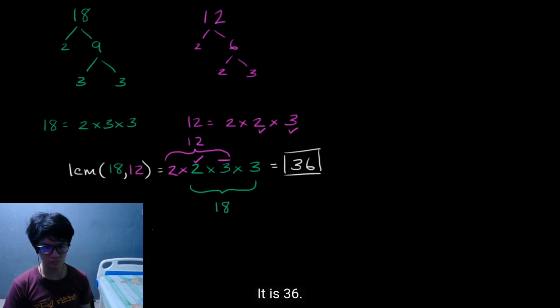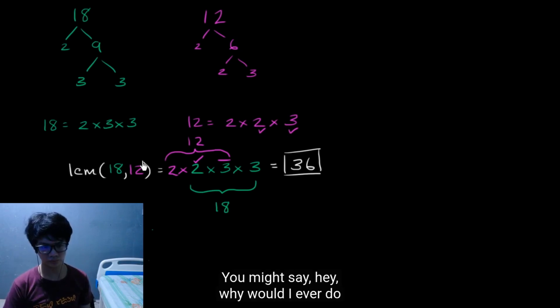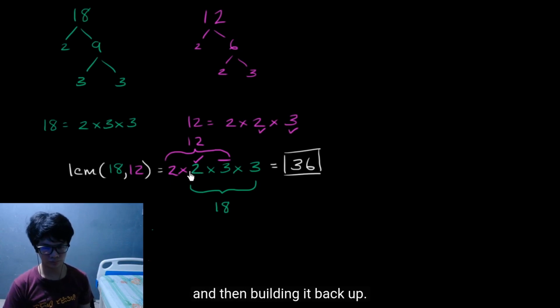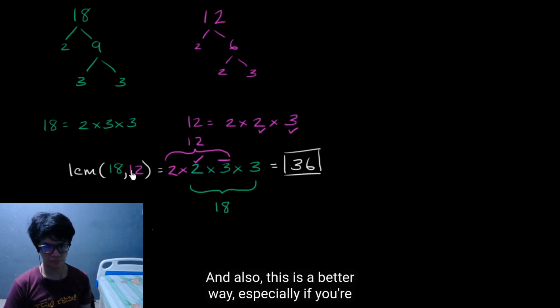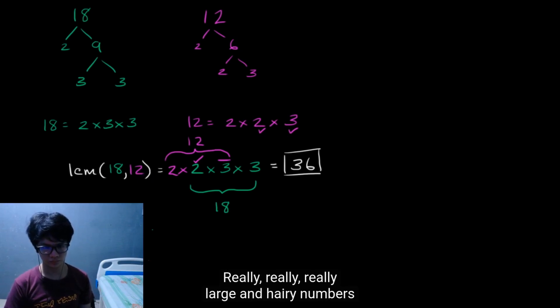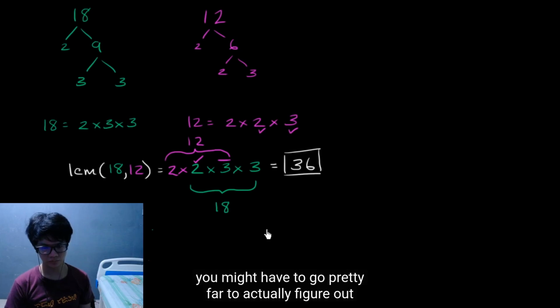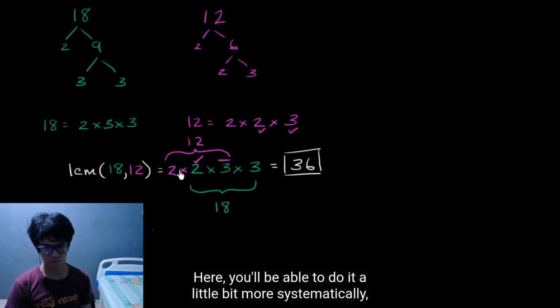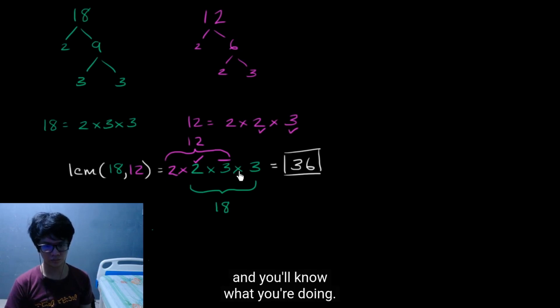It is 36. You might say, hey, why would I ever do this one right over here as opposed to this one? A couple of reasons. This one, it's fun because you're actually decomposing the number and then building it back up. And also, this is a better way, especially if you're dealing with really, really large and hairy numbers where you keep trying to find all the multiples. You might have to go pretty far to actually figure out what their least common multiple is. Here, you'll be able to do it a little bit more systematically and you'll know what you're doing.